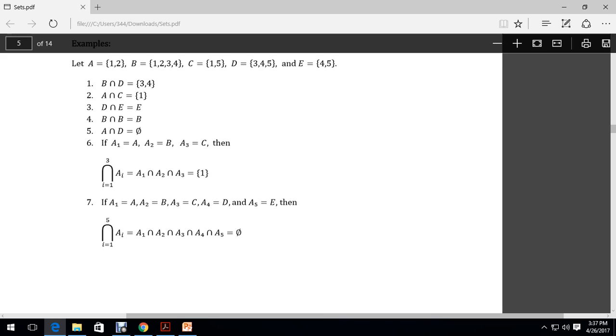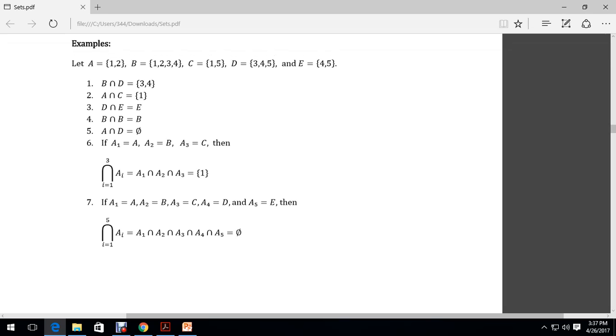Okay, so number 6, we have A1 is equal to A2 is equal to B, A3 is equal to C. We get the continuous intersection between these three sets. Now, you could verify this on your own, that the result of this continuous intersection is the set containing the element 1. Obviously, between A, B, and C, the only common element among these three sets is the element 1. Therefore, the set containing 1 as an element would be the answer for the continuous intersection. Now, as for number 7, the intersection of the 5 sets would be an empty set.